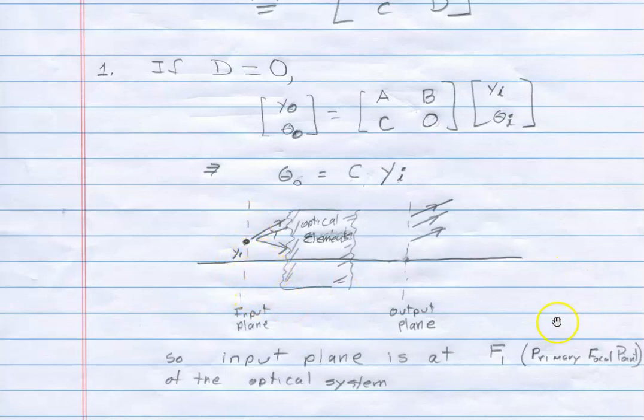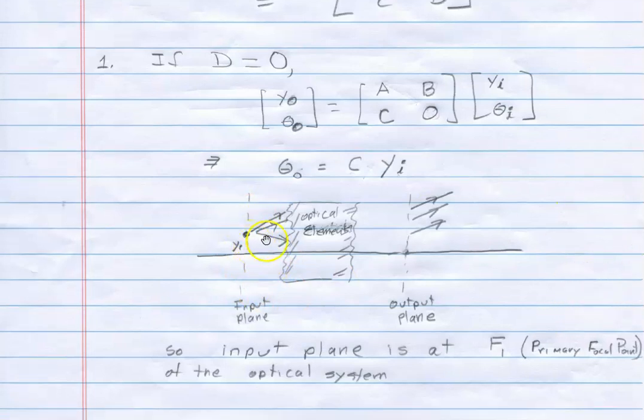So by setting D equal to 0 here, we are able to locate the primary focal point, which we've been calling F1. Any rays emanating from a primary focal point, or an object that's in the primary focal plane, emerge parallel, all at the same angle.